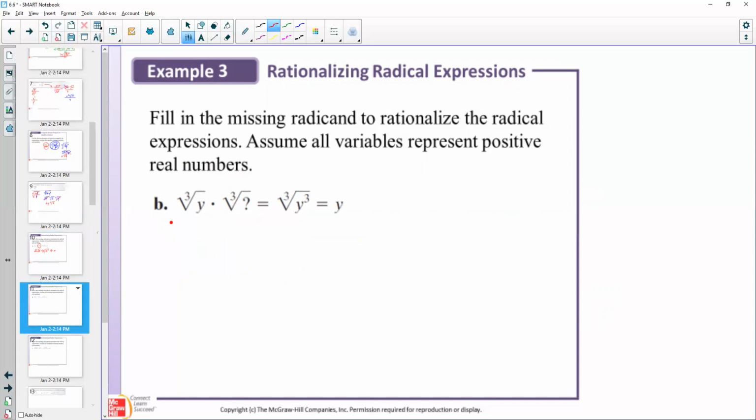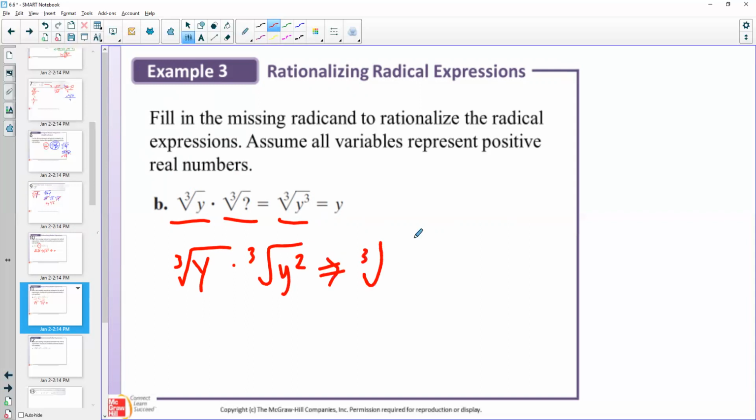Here's another idea. Same thing. So I have a cube root of y times the cube root of something gives me the cube root of y cubed. What does that something have to be? Well, cube root of y, I basically need 3 y's and I only have 1. So it's got to be the cube root of y squared. That's going to get me cube root of y cubed. And that's just going to equal y.